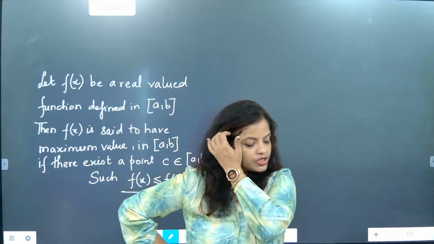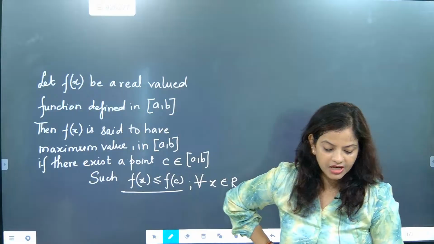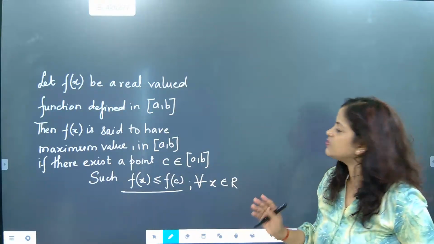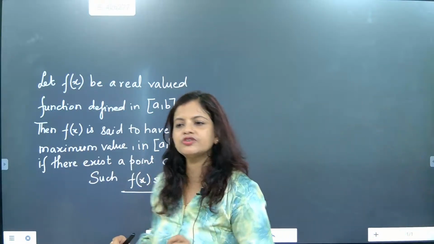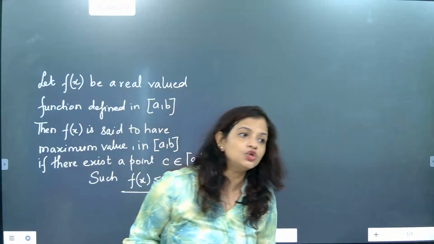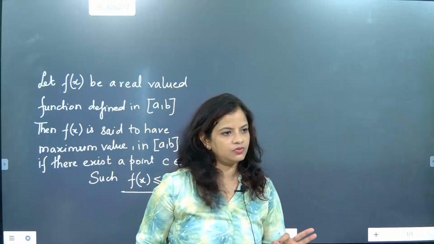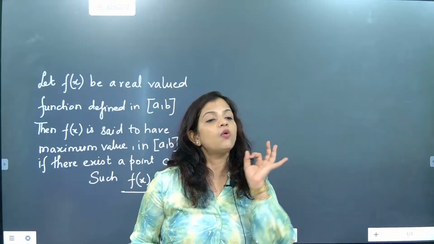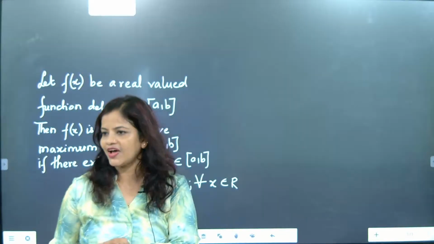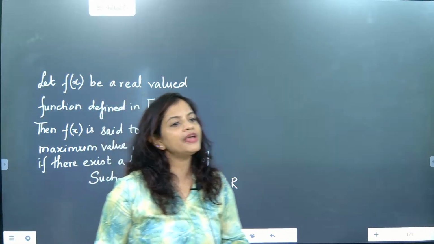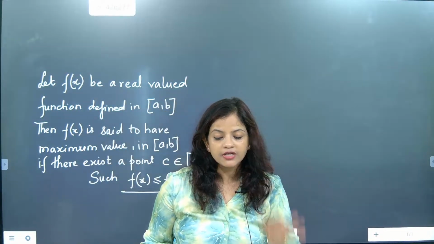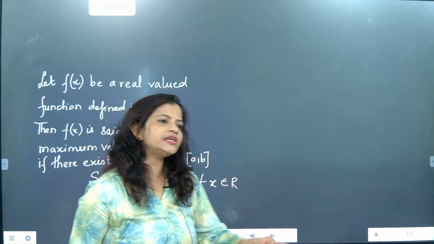So that's the most important point for maxima and minima. For all x belongs, so that means what? Here two things you must remember. The point C you are taking will be the x value, and f of C will be the y value. C is the x value, f of C is the y value.